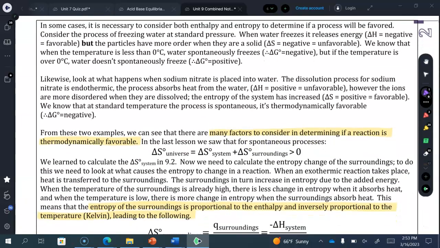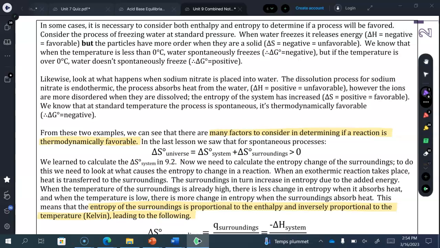In some cases, it is necessary to consider both enthalpy and entropy to determine if a process is favored. Consider the process of freezing water at standard pressure. When water freezes, it releases energy, so the delta H is negative, so this is favorable. But the particles have more order when they are solid, so the delta S is negative and unfavorable.